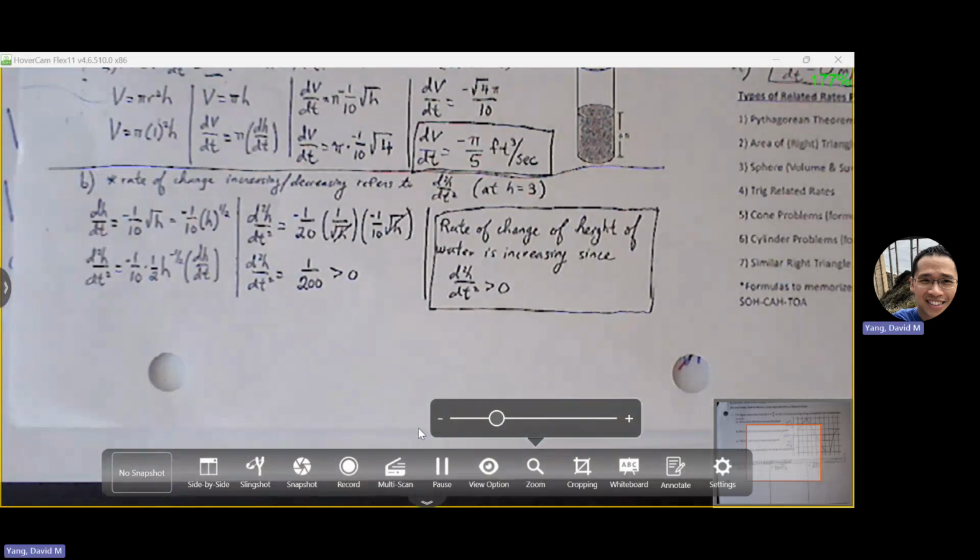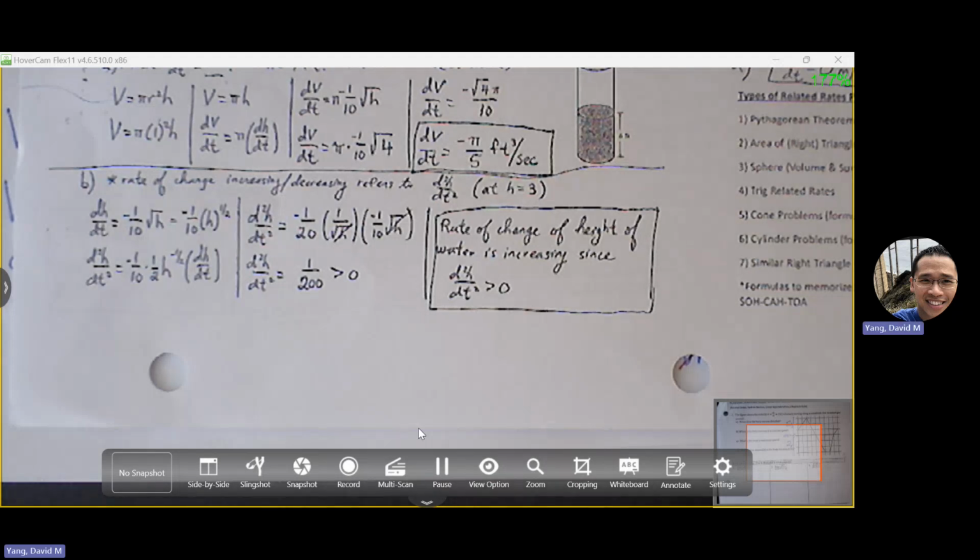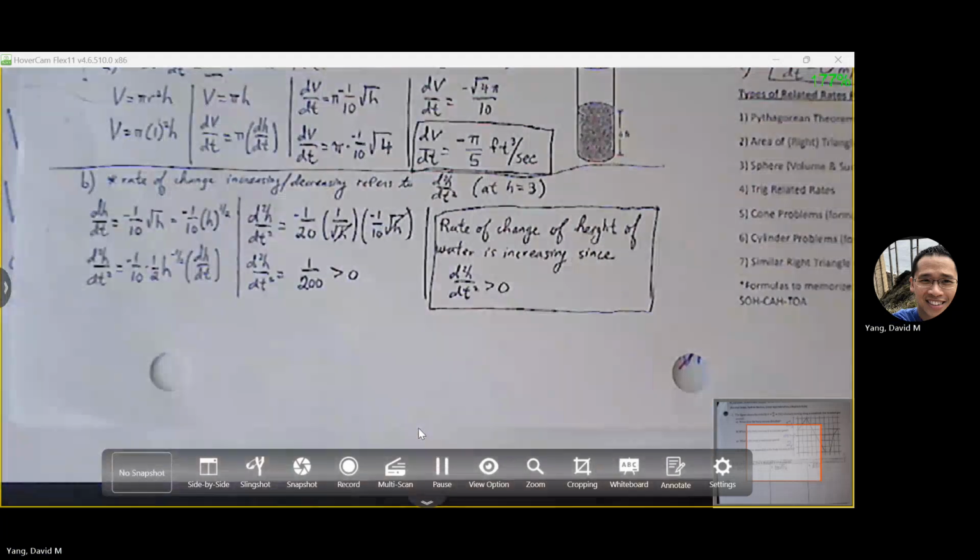Yeah, the rate of change of the height of water is increasing since d2h/dt2 is greater than 0. So like writing that, when you get your 1/200, you put an arrow and put a positive sign, and then put another arrow, so increasing. What do you mean? When you get 1/200, you just put an arrow and then write a plus sign, and another arrow and say increasing. It's like show that.